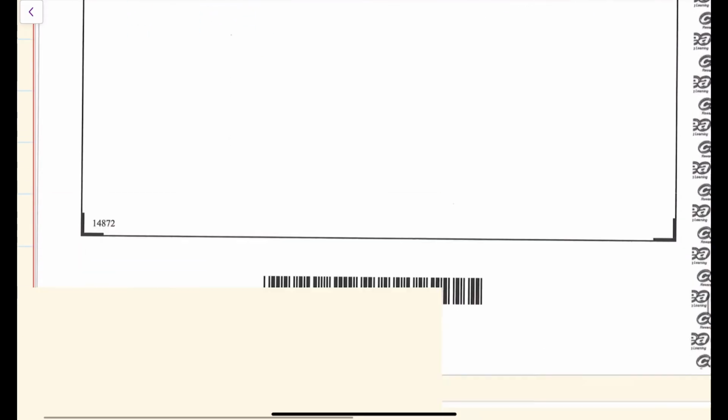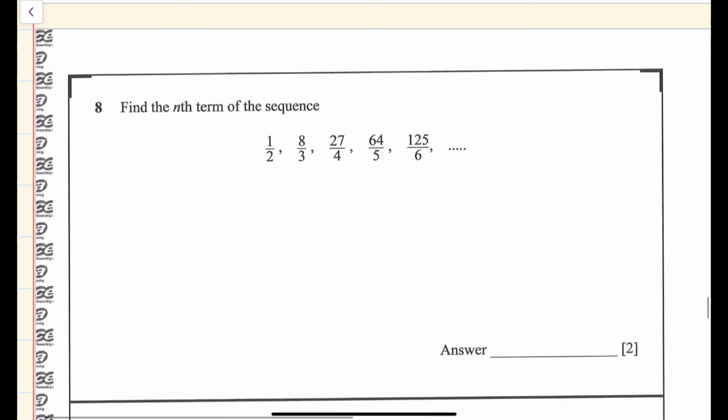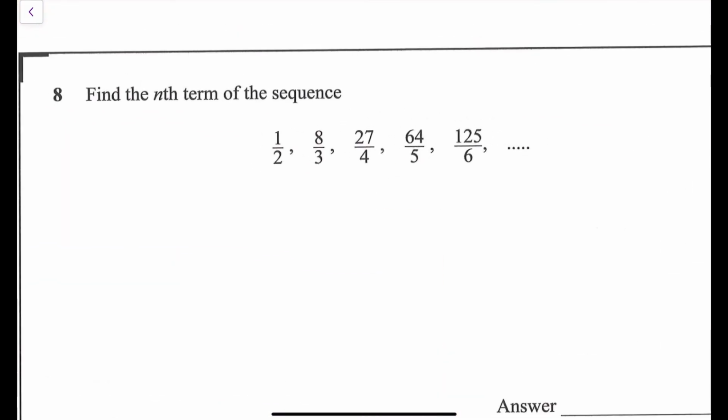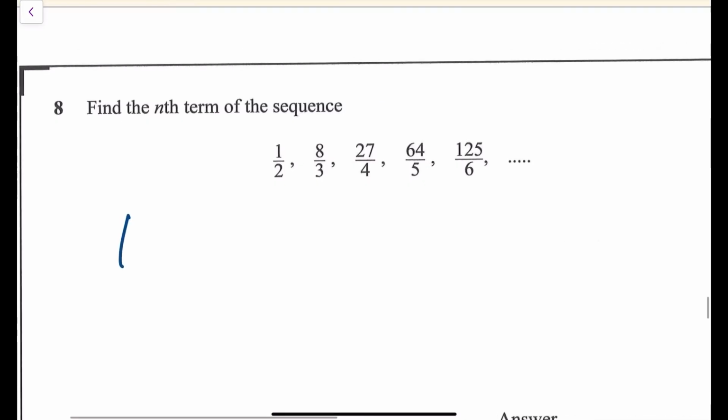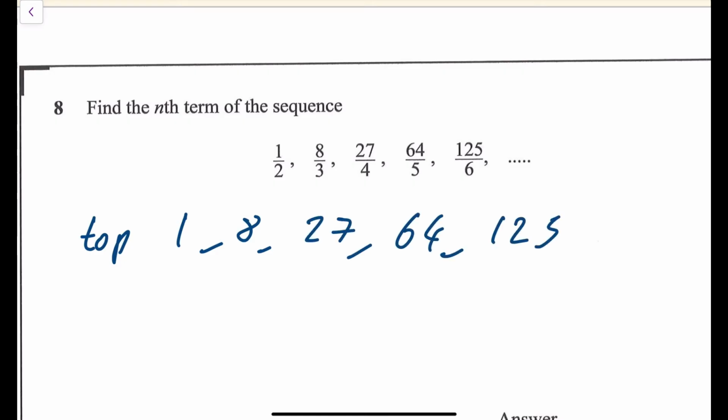Question 8. Nice wee nth term question here. It says, find the nth term of the sequence. So this is a fractional one. By the way, if you get a fractional one, and maybe the first term was 1.5, what you would do is write your 1.5 as 3 over 2, and then treat the top line and bottom line as 2 separate sequences. So let's look at our top. Top line is 1, 8, 27, 64, 125.